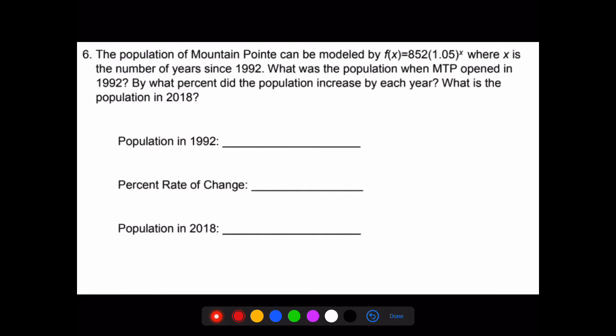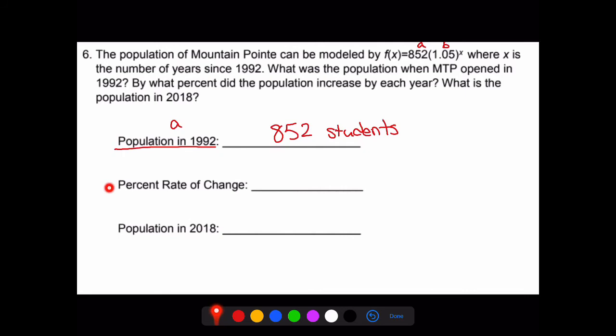So, for our initial population in 1992, that's just our a value. So if we look at our function, these are all written as a times b raised to the power of x. So our initial amount would be 852 students. That was our population in our opening year.